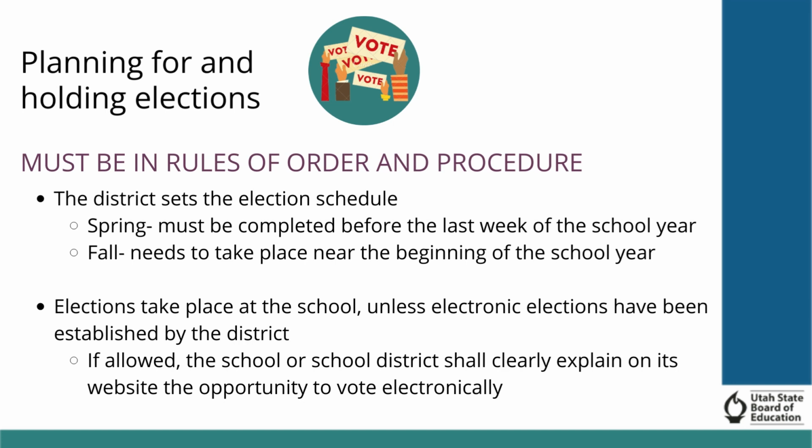All election processes must be in the rules of order and procedure. Each district will set their own election schedule to either be held in the spring, which must be completed before the last week of the school year, or in the fall, near the beginning of the school year. Elections will take place at each school unless electronic elections have been established by the district. If an electronic election is allowed, the school or school district shall clearly explain on its website the opportunity to vote electronically.